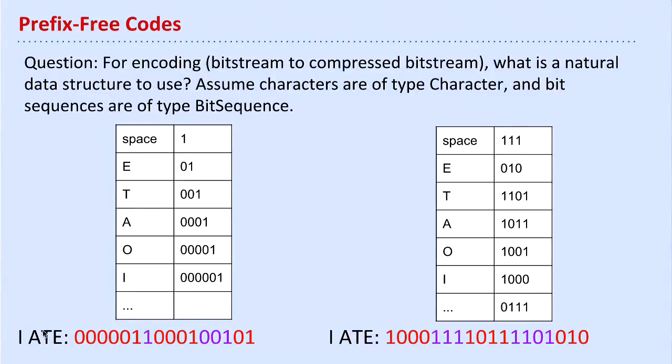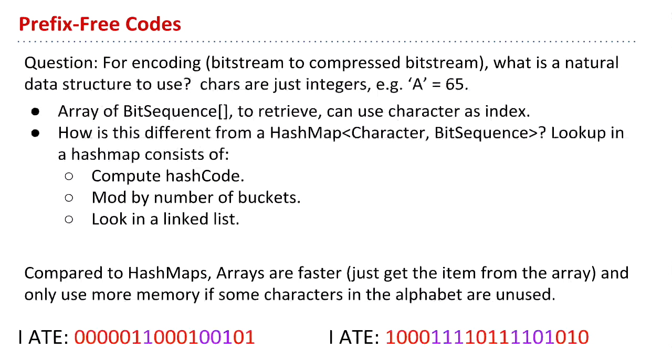Okay, how do you get from I to this bit sequence? What might you use? Yeah. All right, I like both of those answers. So you could do an array of bit sequences or a map of bit sequences. In this case, a map from character to bit sequence.